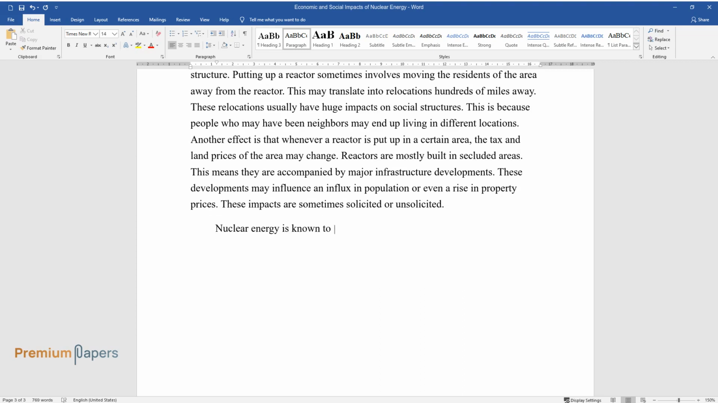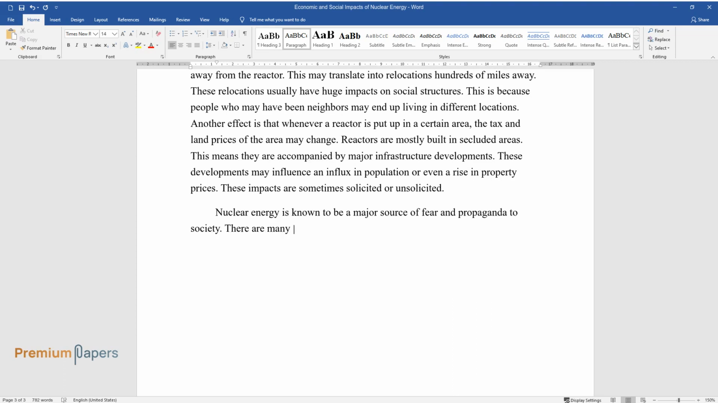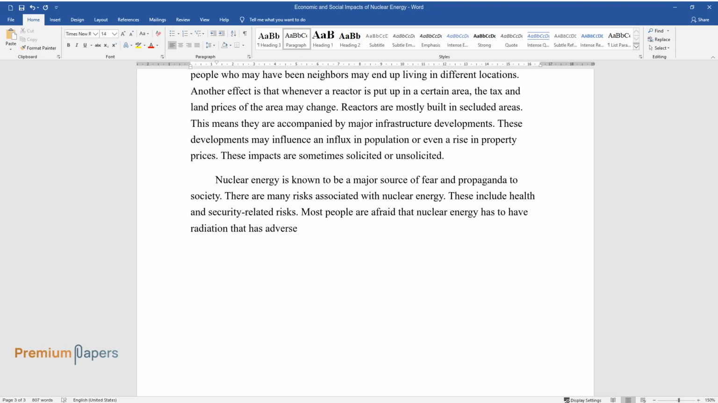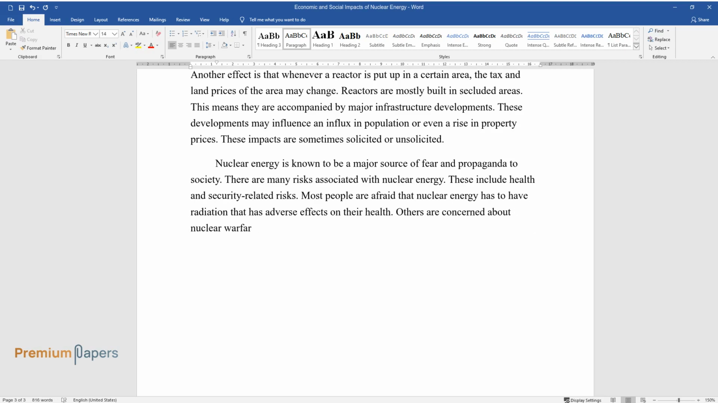Nuclear energy is known to be a major source of fear and propaganda to society. There are many risks associated with nuclear energy. These include health and security-related risks. Most people are afraid that nuclear energy has to have radiation that has adverse effects on their health. Others are concerned about nuclear warfare.